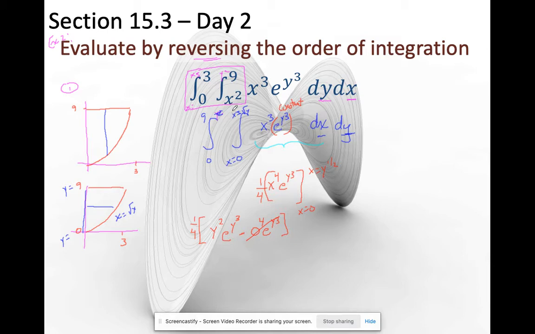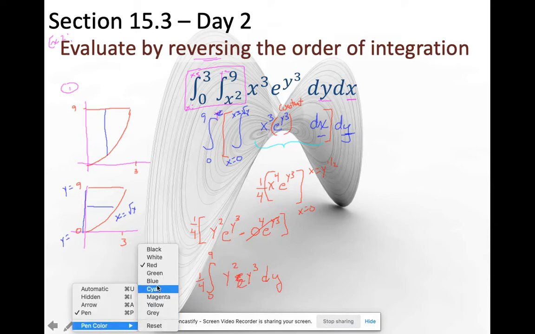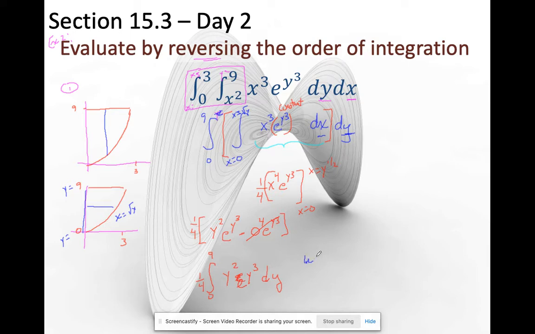Now go back out because all I did was take care of the inside integral. Now I'm going to say 0 to 9. I'm going to osmosis the 1/4 out. Y squared e to the y cubed dy. Ooh, that doesn't look like E2, that does it? And again, I hope this Calc 1 part goes for you fairly quickly.